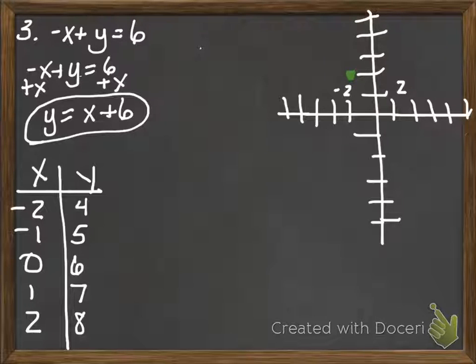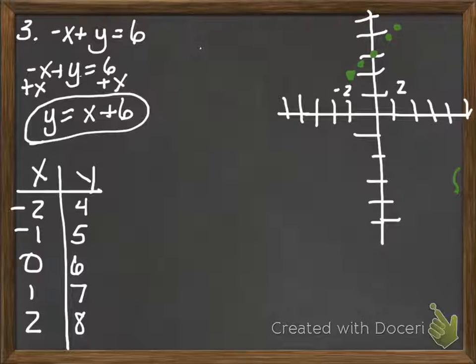All right, the next one is my x is -1 and my y is 5. So that'd be right about here. There we go. And then I have 0 and 6. Here, let me do those a little bit better for you. So there's 5. There's 6. All right. And then I have +1 and 7. And then +2 and 8.